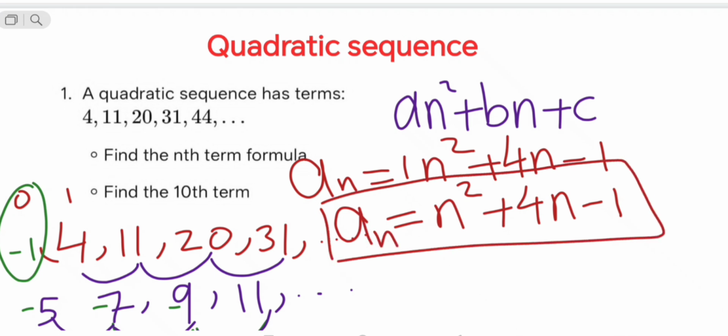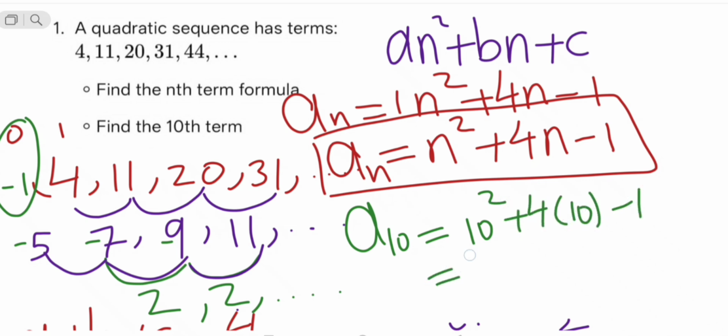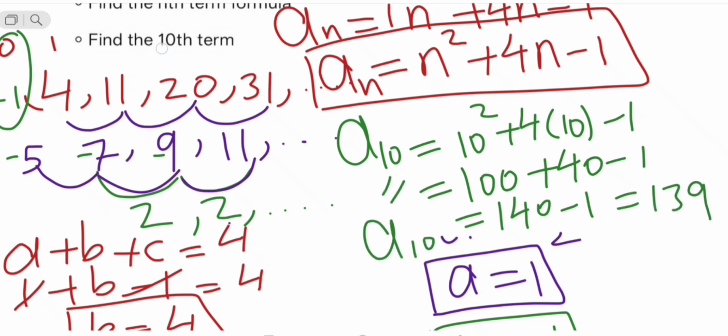This is a quadratic equation. Now find the 10th term. For the 10th term, n is 10, so 10² + 4 × 10 - 1. 10 squared is 100. 10 multiplied by 4 equals 40. So it is 140 minus 1, which is equal to 139. So the 10th term is 139. I hope you understand.